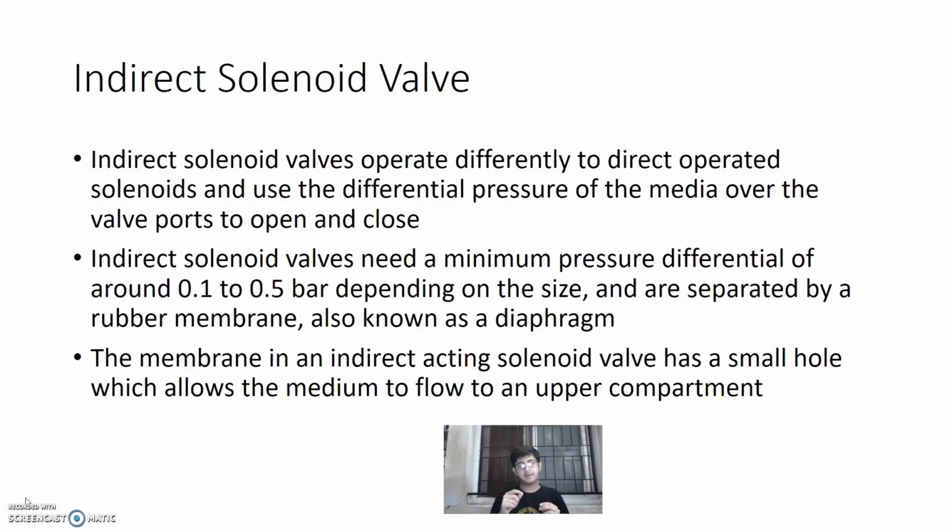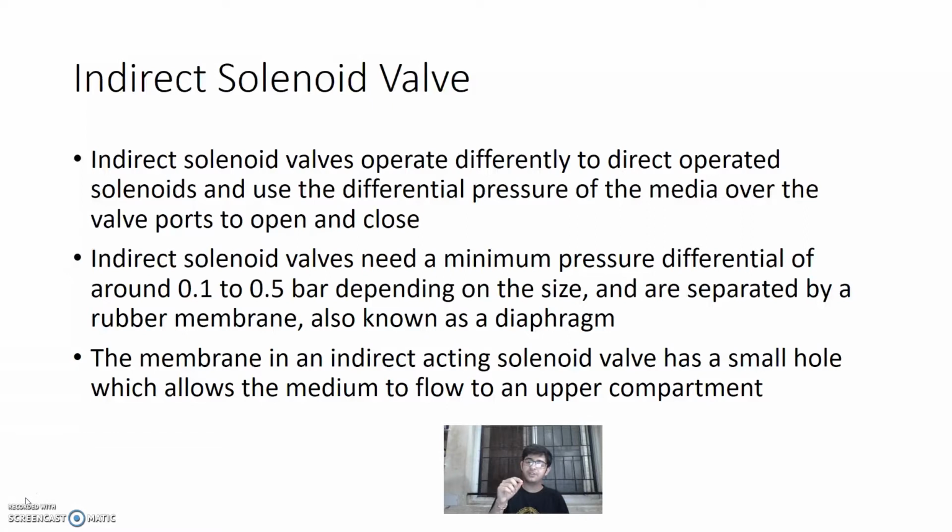So now, as we know, in a direct solenoid valve we don't require any minimum pressure difference to open or close our valve. But that is not true in the case of an indirect solenoid valve. An indirect solenoid valve needs a minimum of 0.1 to 0.5 bars of pressure to control the valve. Basically 0.1 to 0.5 bars of pressure should be there to move the diaphragm up or down by pressure difference. Okay, so the main difference is pressure difference. It works on pressure difference.